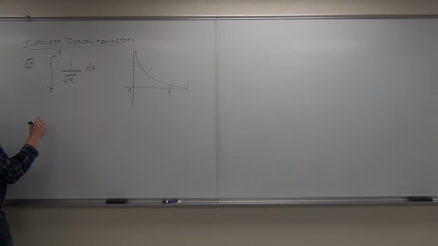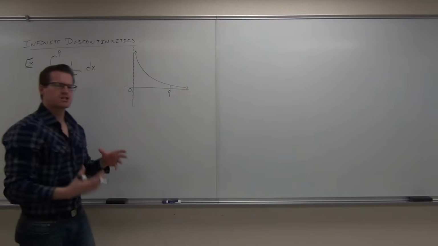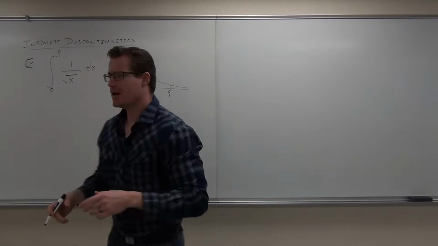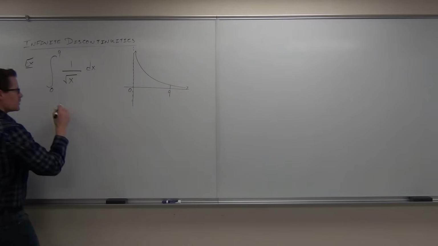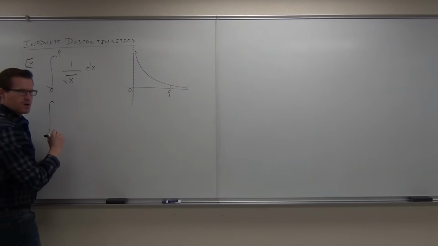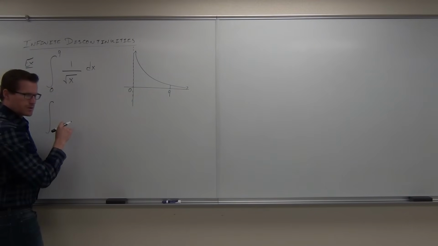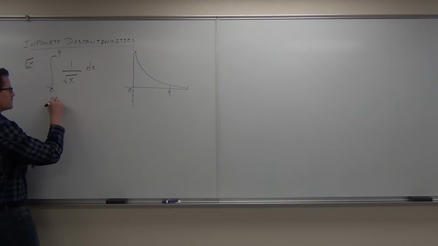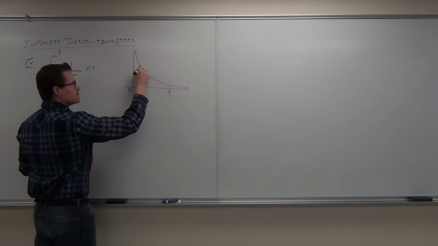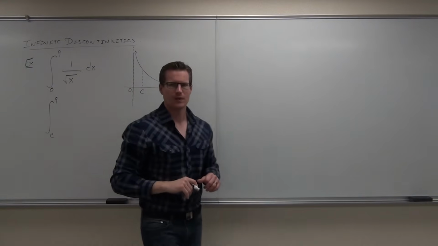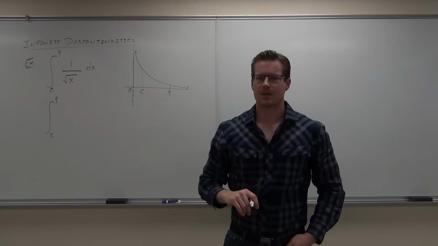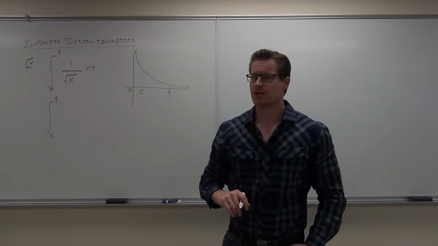So, we're going to use a very similar idea to what we did last time. Instead of going from 0 to 9, what was the problem again? 0 is the problem or 9 is the problem? 0. We'll go from C to 9. And we'll make C some intermediate value. Tell me something.